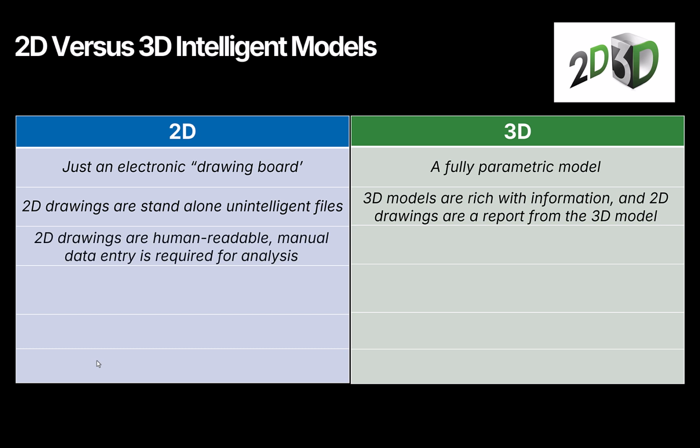On top of that, 2D drawings are human readable and prone to errors, I would say, and manual data entry is required for analysis as well. On a 3D model, the idea is that the model is computer readable, and then direct analysis is possible. I don't need to recreate another model. The 3D model itself should be able to perform all these activities.